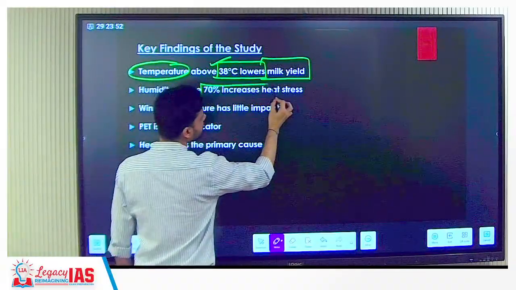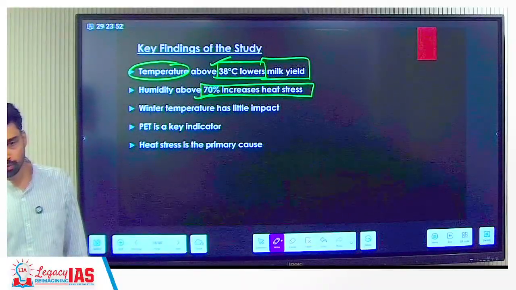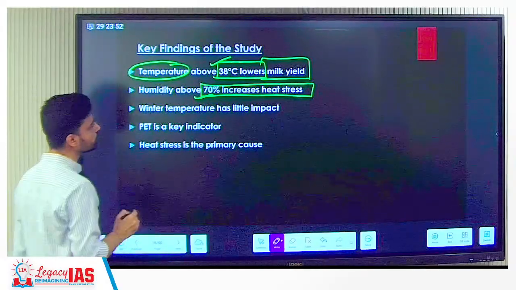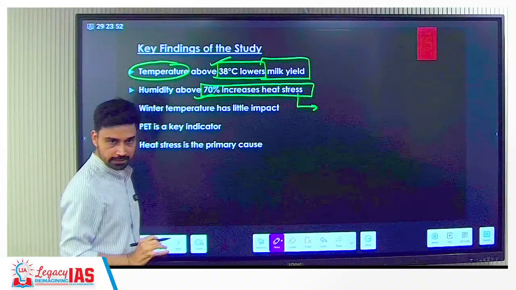So it is believed that if humidity is above 70%, humidity, we have seen, is the total amount of water vapor present in the atmosphere. So if it increases above 70%, that means the heat stress felt by cattle also significantly increases, right?